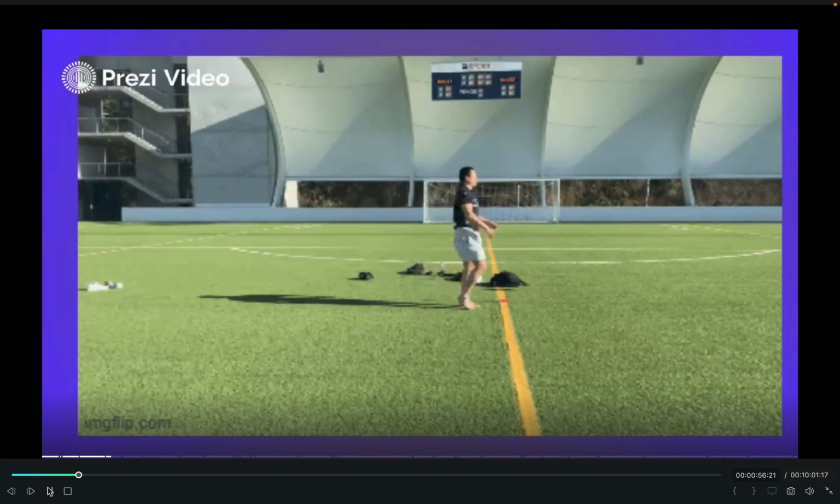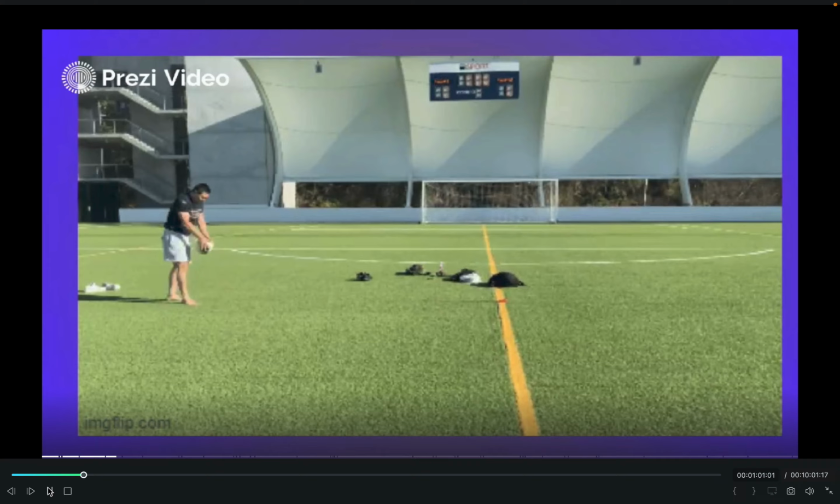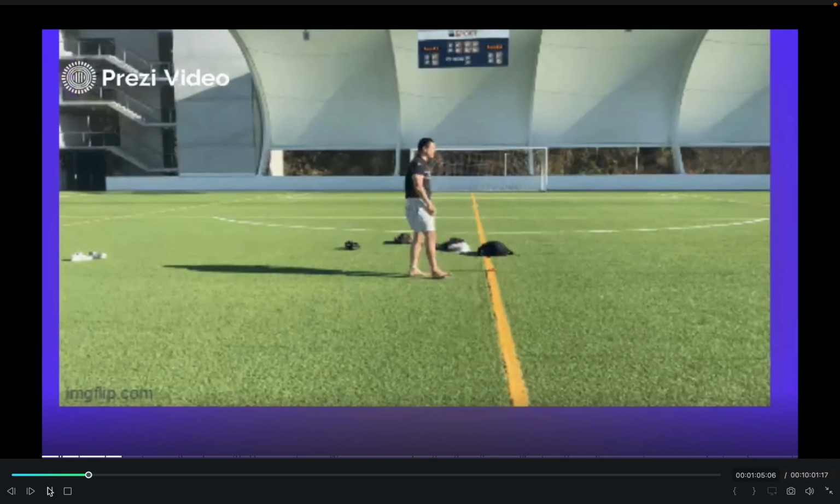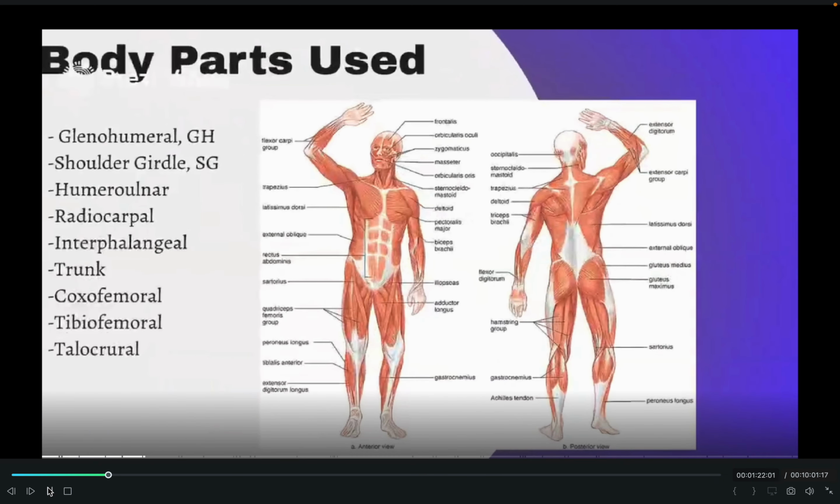Here you can see a stop-motion capture of my participant. F. Mora suggested that there are 5 identifiable stages of movement within this motor skill. The first one, the precognition stage, is the decision-making the player does before the action starts. That is the largest phase, with the sum of the rest of the action only taking 2.21 seconds on average.